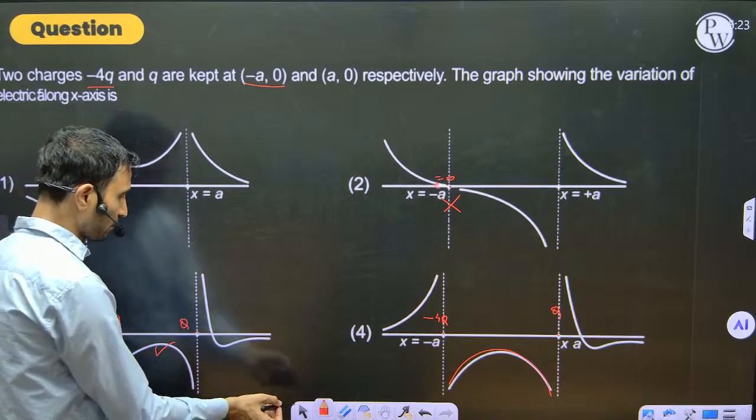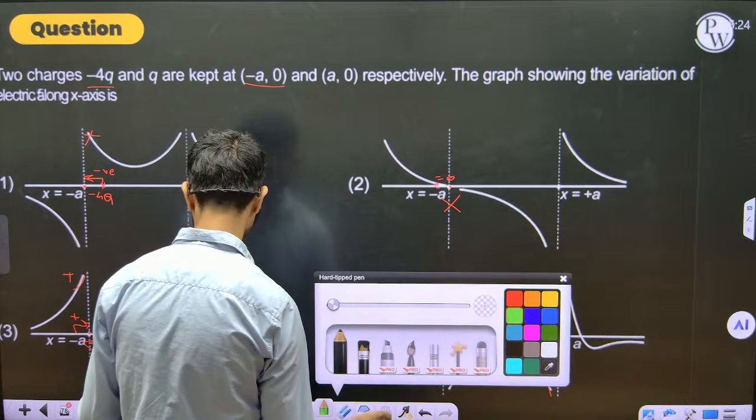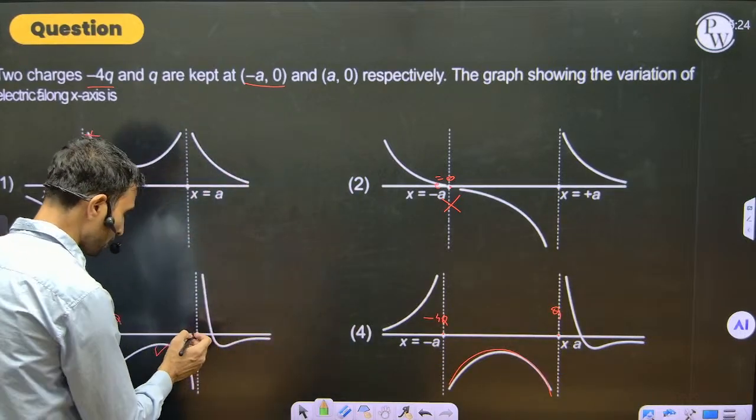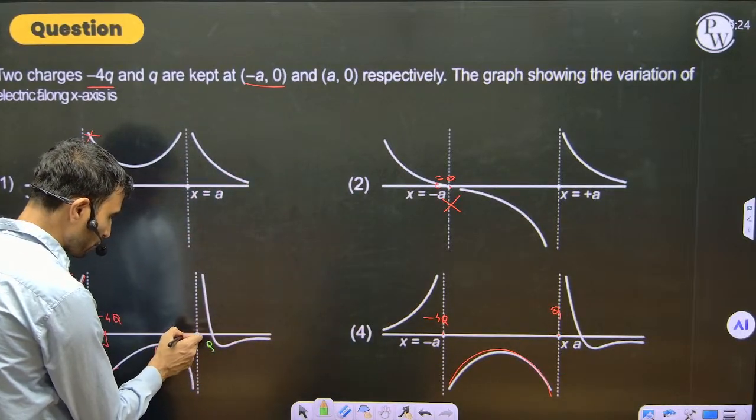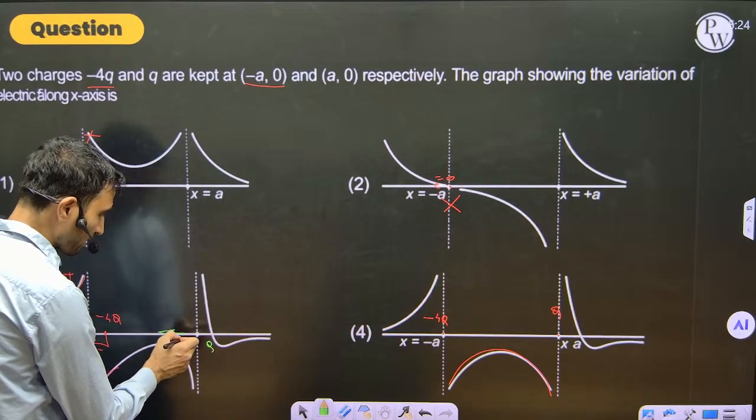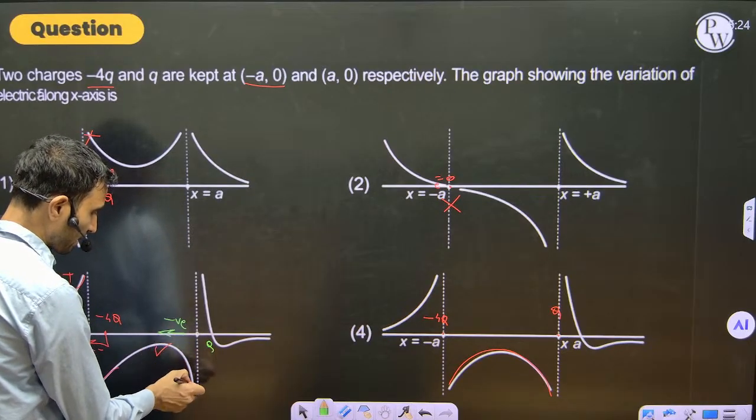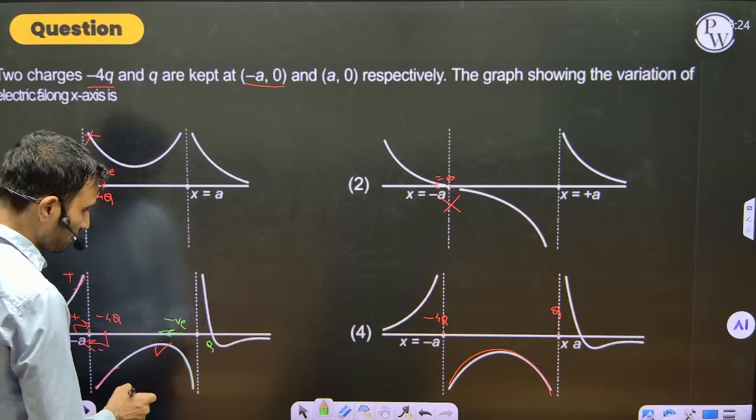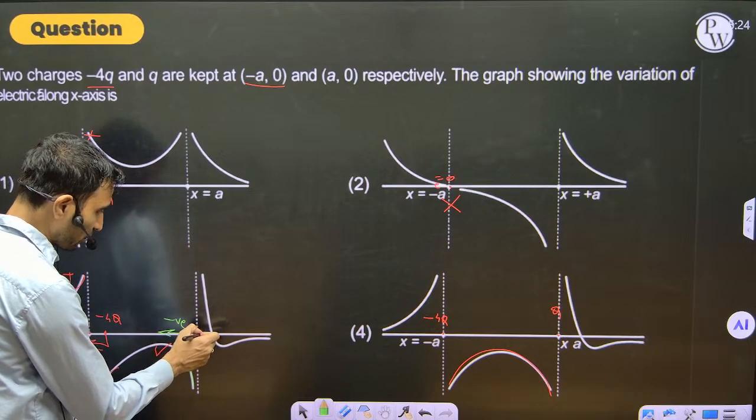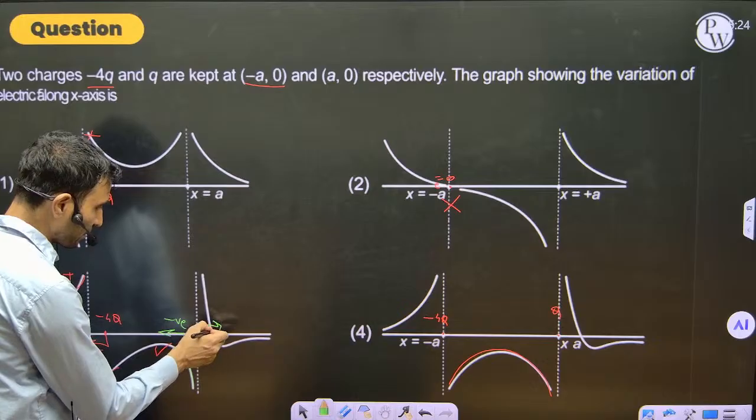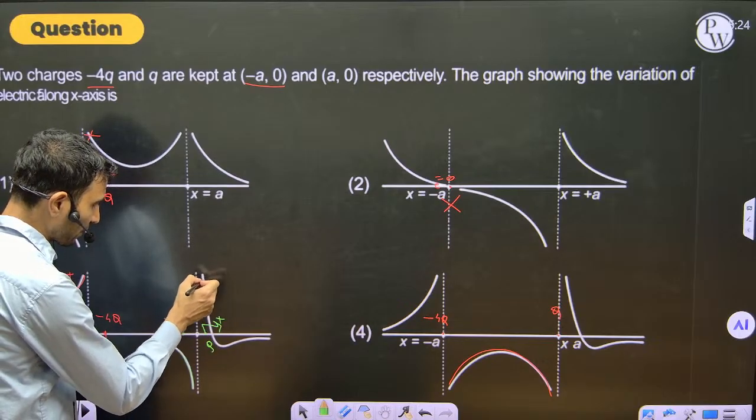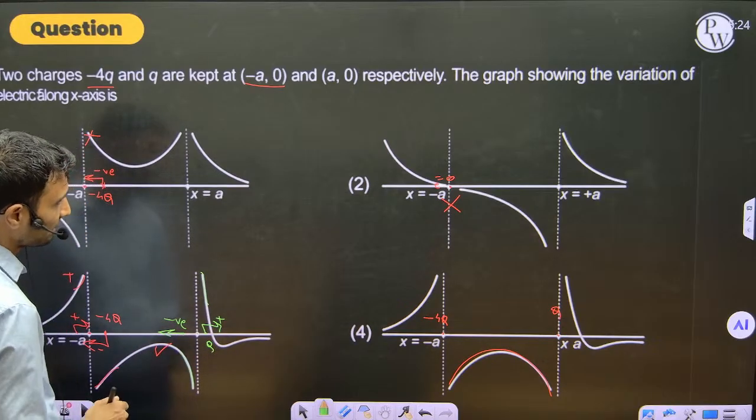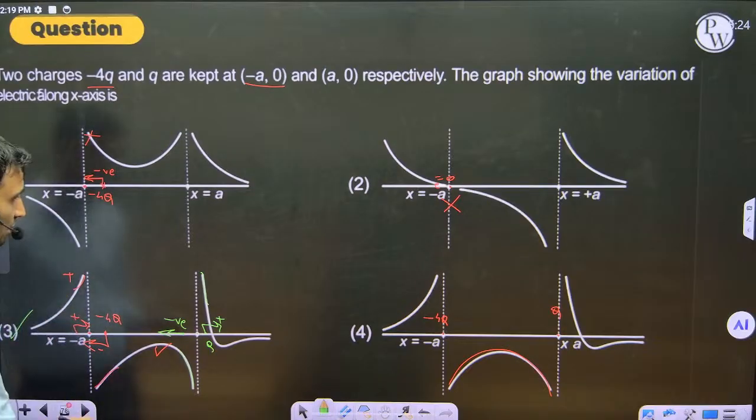Okay. Now have a look at the other charge. This one. Here it is q. So at this point it will be away. Away means negative. That's why it's starting from negative, right? At this point, the electric field will be again away, which makes it positive. That's why the graph is starting from positive. Got it? The third option is correct in all respects.